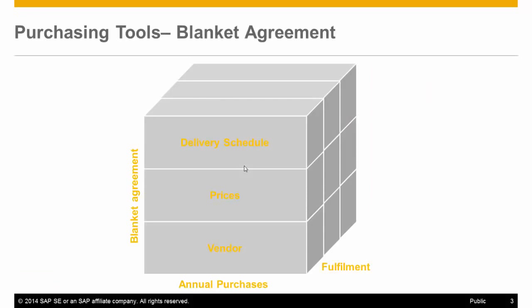With SAP Business One Blanket Agreement, you can plan your purchases for the entire year, including delivery schedule, and set prices with your vendor, and then you are able to keep track of the fulfillment level at any point in time.